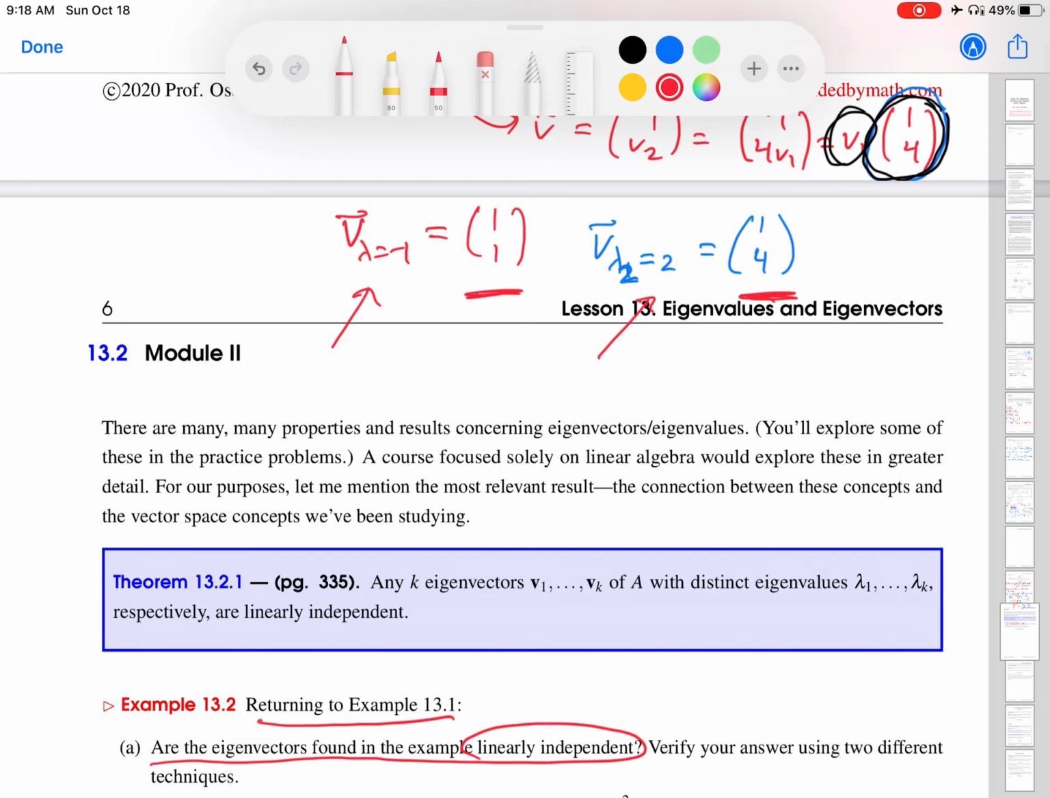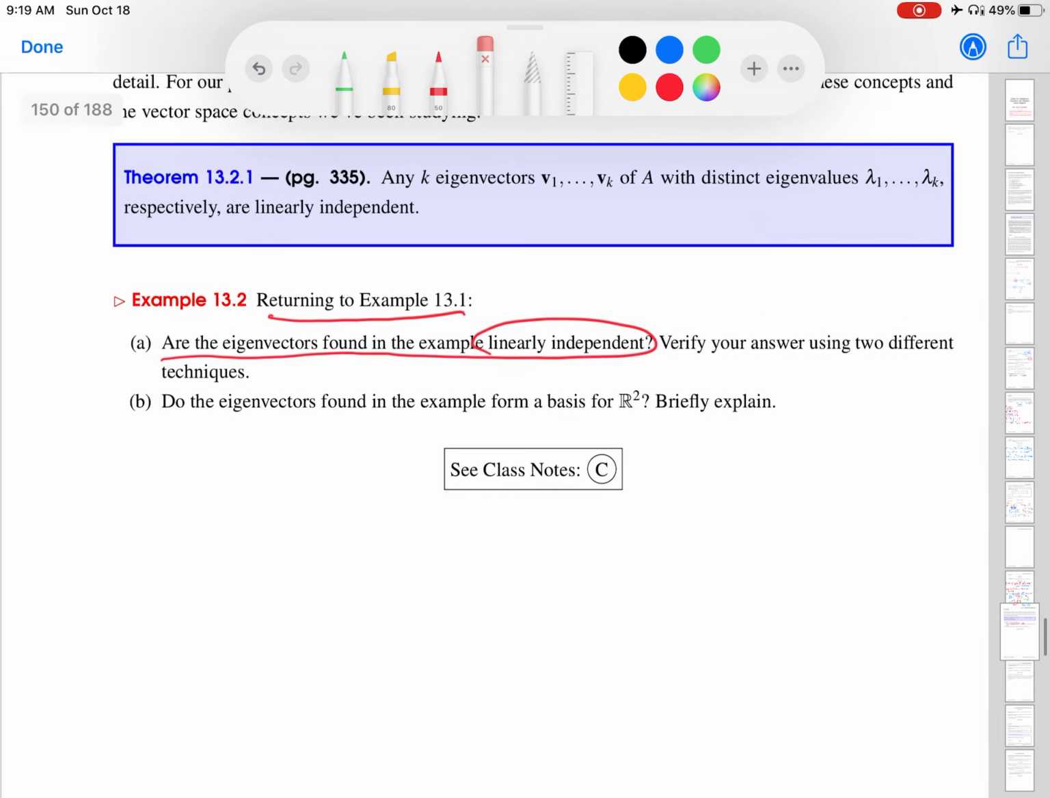And these eigenvalues are definitely not the same, right? So they are distinct. Again, if there were more eigenvalues, if there were like 5 eigenvalues, you want to make sure, if you want to use this theorem, that those 5 eigenvalues are distinct. No 2 of them are equal. So what is the conclusion here from the theorem? Well, the eigenvalues are distinct from these 2 eigenvectors.